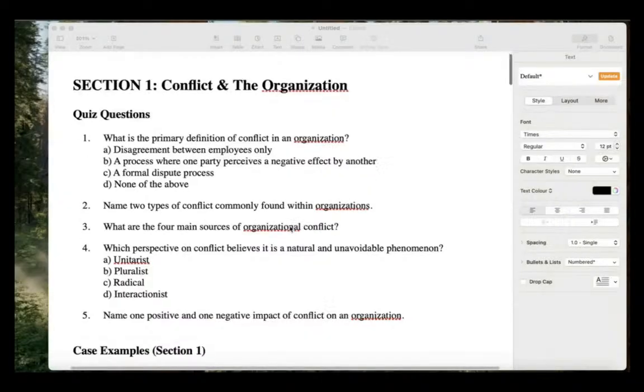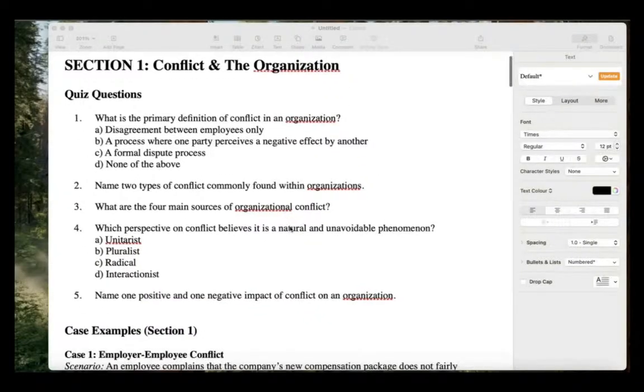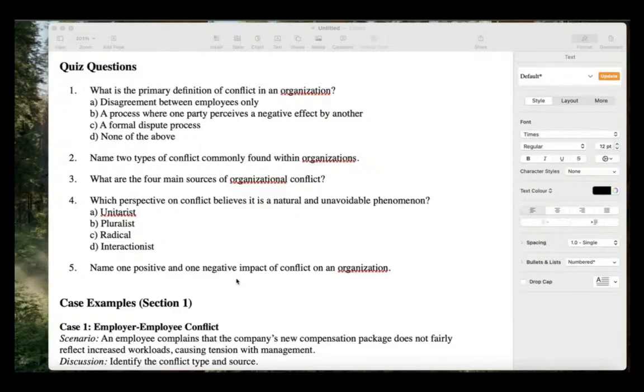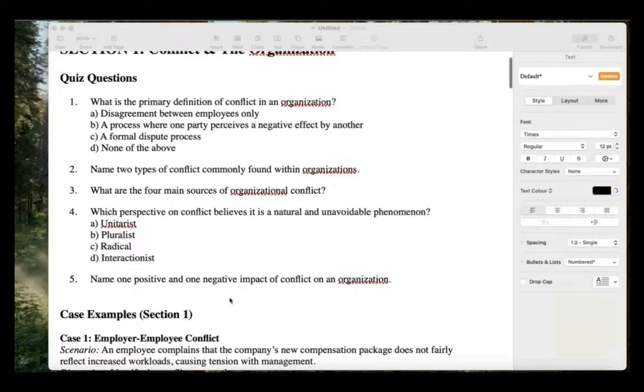Okay, we are done with the quiz of the first section. We will move to the case. There is a very small case scenario in this. It is about the employer and employee conflict. We have already given the conflict type, but we are just going to discuss it.